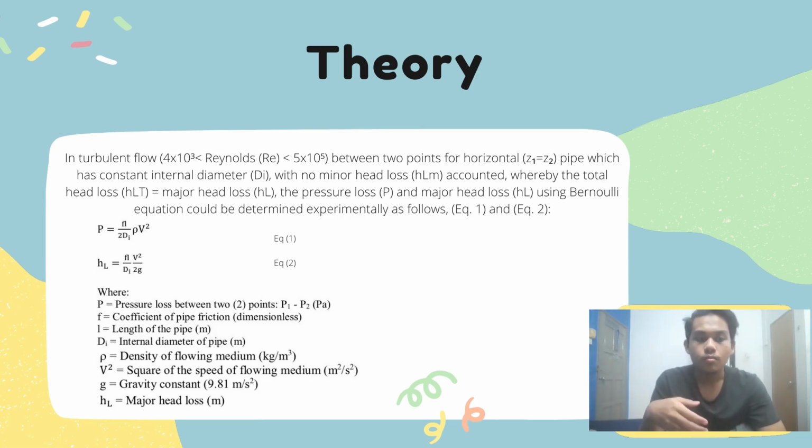So for the second equation, HL, which is the total head loss, the major head loss, is equal to FL over D times V square over 2G. FL is the same as in the previous equation. D is also the internal diameter, V square also, and 2G is the gravity constant.